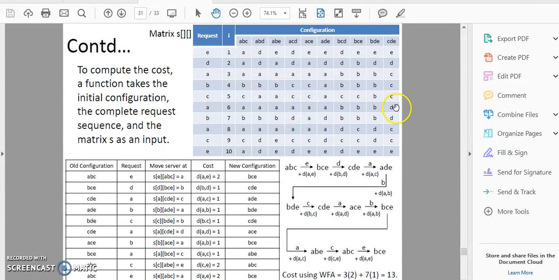The values of this table will determine the optimal solution we have, and I will discuss this in the next video.